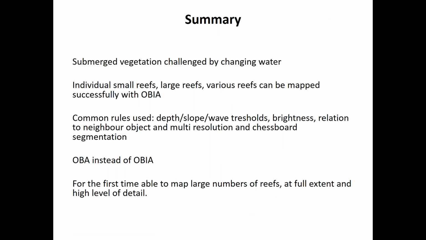So summarizing my talk, submerged vegetation is challenged by the changing water column in depth, in color and in texture. Individual reefs, small, large, and various reefs can be mapped successfully with object-based image analysis. And the most common rule sets are using depth, slope, waves, and brightness, but also relationship to neighborhood to get the categories out.